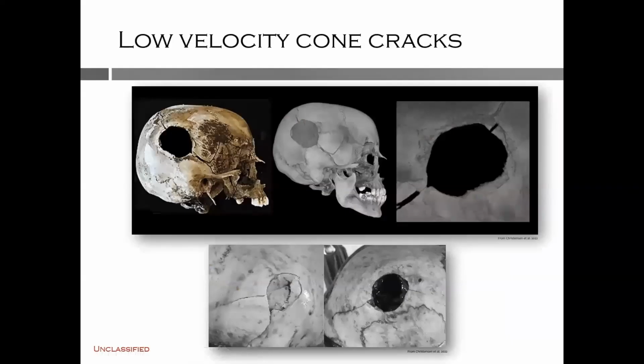And here are three additional examples of cone cracking from low velocity blunt impacts. The top one from a case and the two bottom ones from experimental impacts. In all three cases, the ring cracks are continuous and the ring defect is internally beveled.